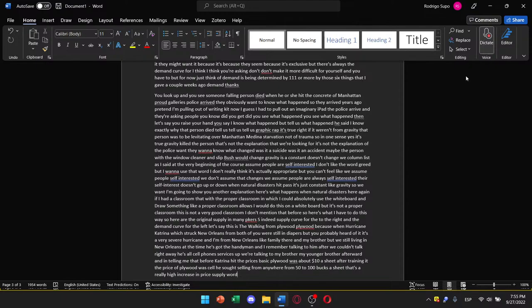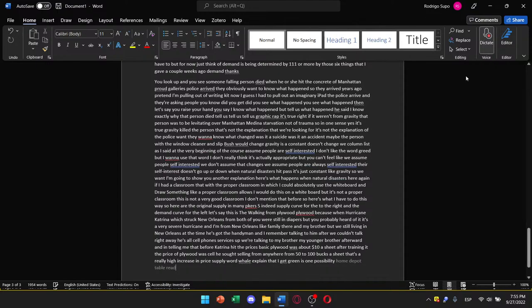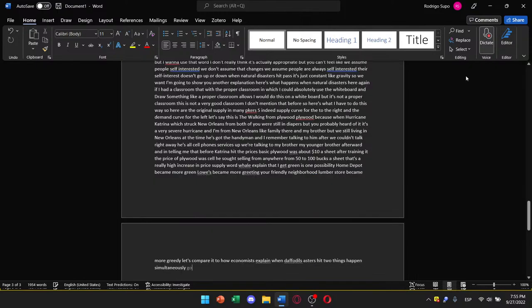It went way up. So how do we explain that? Again, greed is one possibility. Home Depot became more greedy. Lowe's became more greedy. Your friendly neighborhood lumber store became more greedy. That's one possibility. Let's compare it to how economists explain it. When natural disasters hit, two things happen simultaneously. Demand goes up and supply goes down.